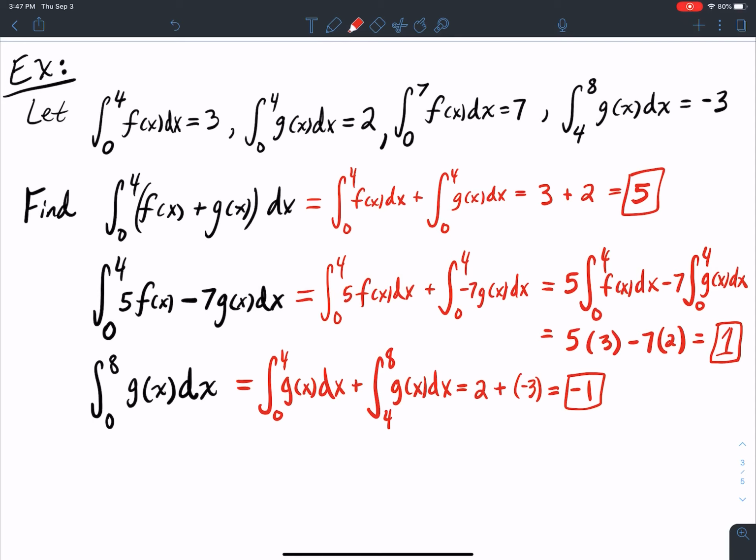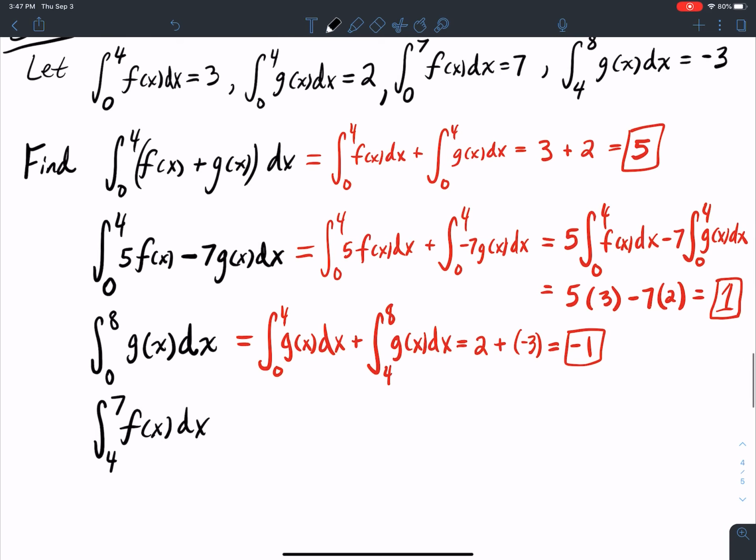Not bad. For this last one here, I have the integral from 4 to 7 of f of x dx. So I'm looking at functions that have f together. This one goes from 0 to 4. This one goes from 0 to 7. I don't see anything that goes from 4 to 7. So I need to think about this, and maybe drawing a picture will help you.